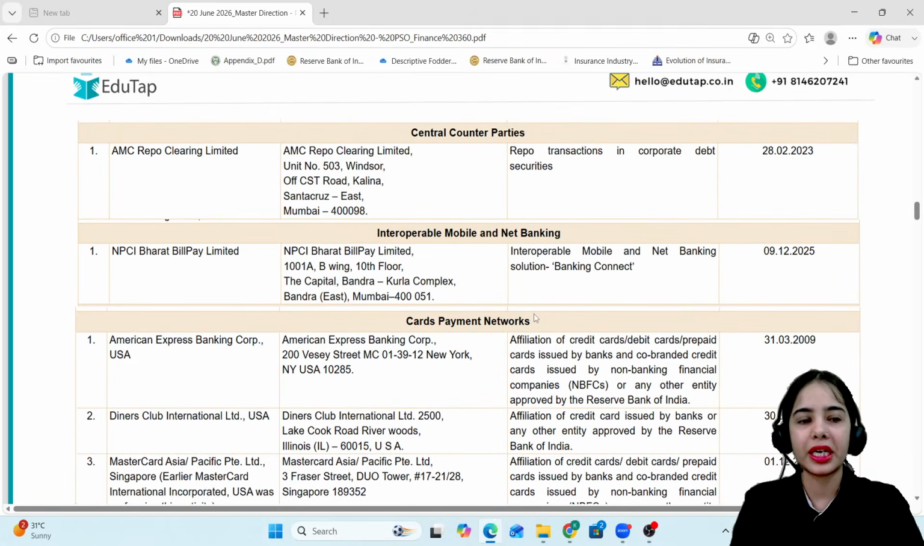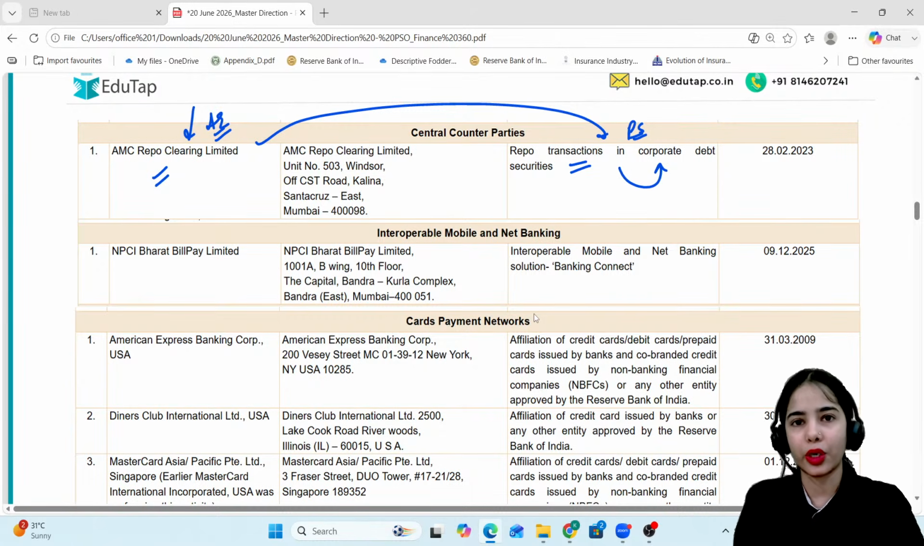Next is the central counterparty, like the AMC Repo Clearing Limited. It is the authorized entity that provides the payment system for repo transactions in corporate debt securities. So the repo transactions are the borrowing and lending that happens with the collateral of corporate debt securities. For that, the payment system is provided by the AMC Repo Clearing Limited. NPCI Bharat Bill Pay Limited is the wholly owned subsidiary of the Reserve Bank of India. It provides the payment system, that is Bharat Connect.